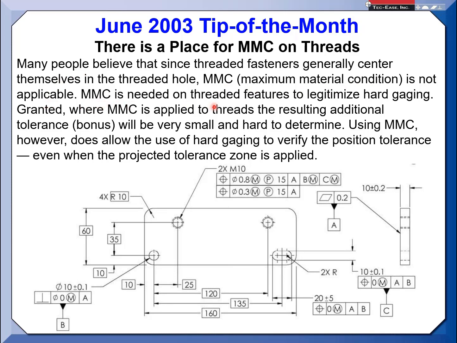Well, MMC is needed on the threaded features to legitimize hard gauging. And that's really what I do when I'm putting my M's on here. It's not so much to take advantage of additional tolerance, but I can literally build a gauge to actually check this. Now what we have here is 2 single segments, and the gauge is going to be dealing with this one right down here. So using MMC, however, does allow the use of hard gauging to verify position tolerance, even when the projected tolerance zone is applied.